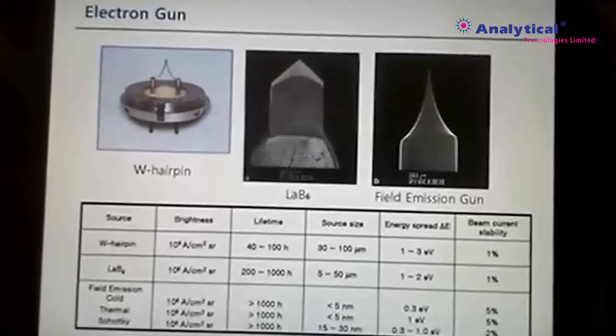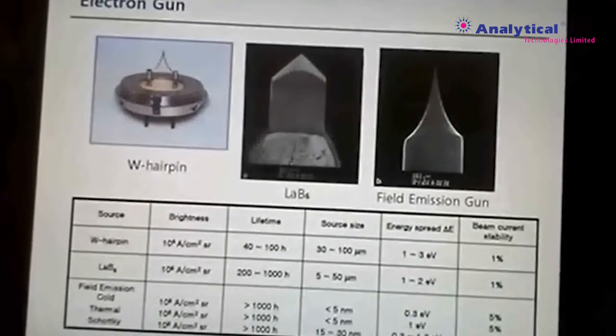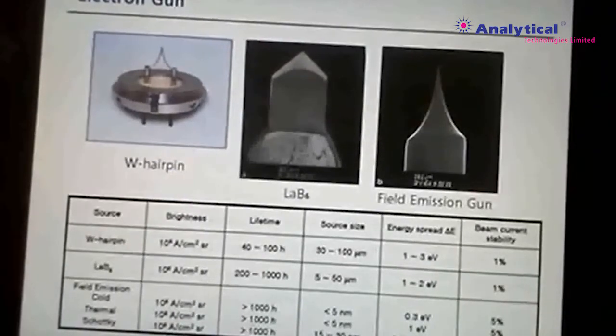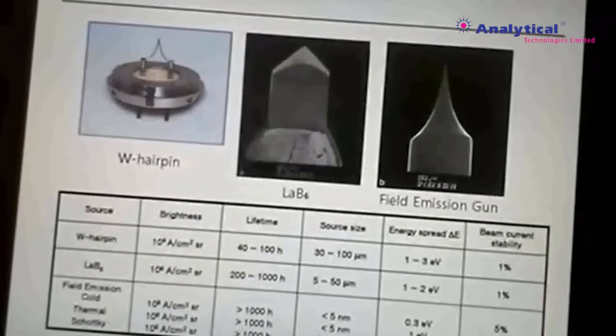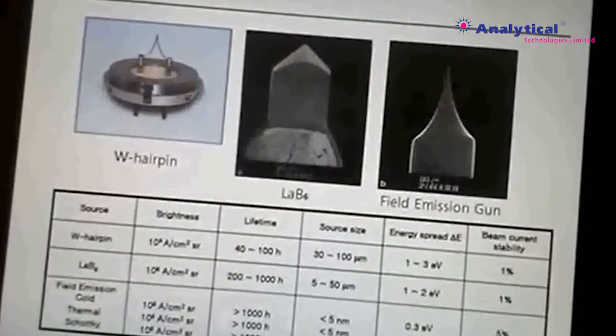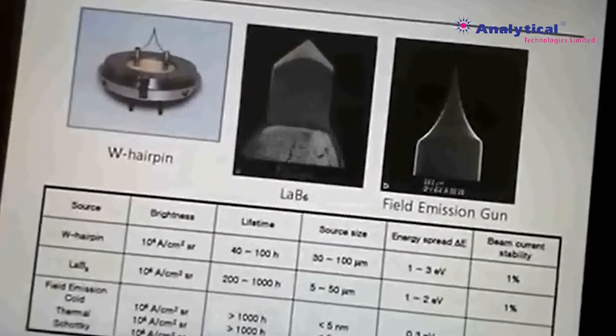This tungsten filament has advantages that it is cheap and capable of use at a low degree of vacuum at about 10 to negative 5th power of torr. However, its beam dimension and luminance isn't that great. Moreover, its hours of use are 40 to 100 hours, which are short.